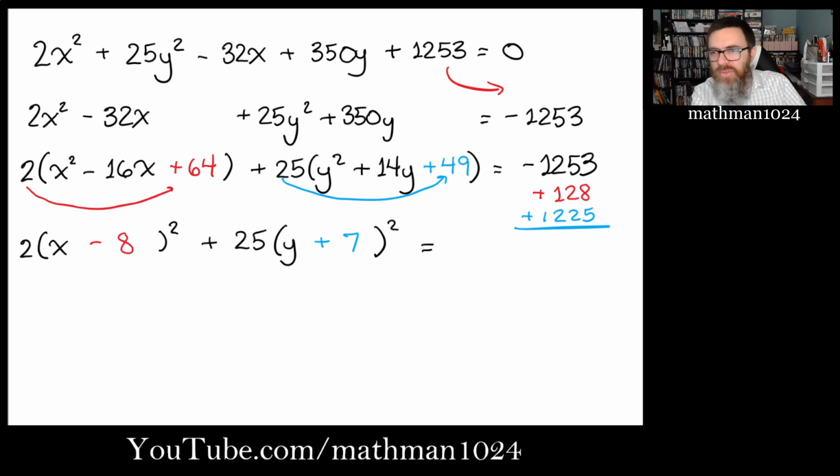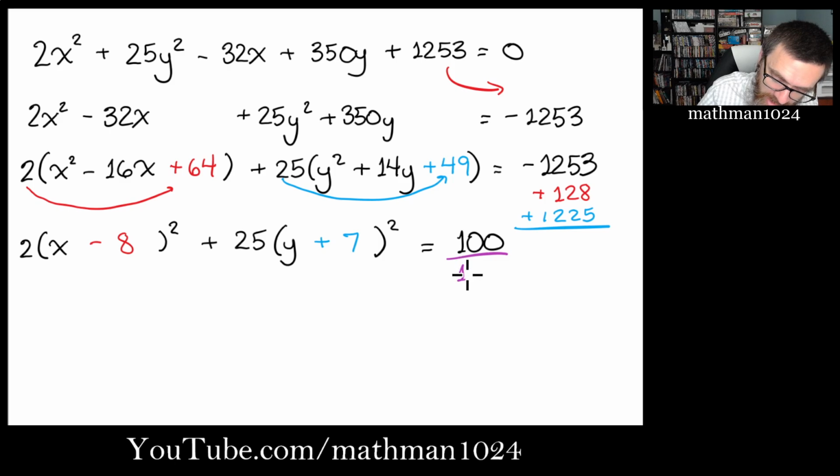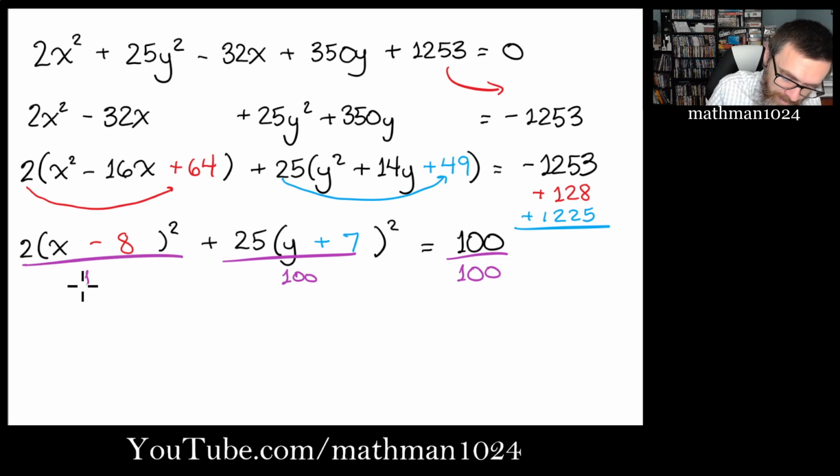All right, so when I add everything on the other side, I've got 1225 plus 128 minus 1,253. And I get a nice, tidy 100. Isn't that nice? But we were supposed to have a 1 there. So we'll now take this, divide everything by 100, and simplify.